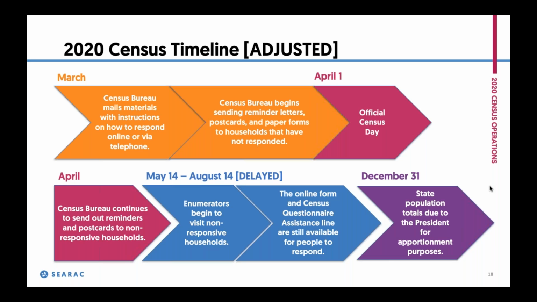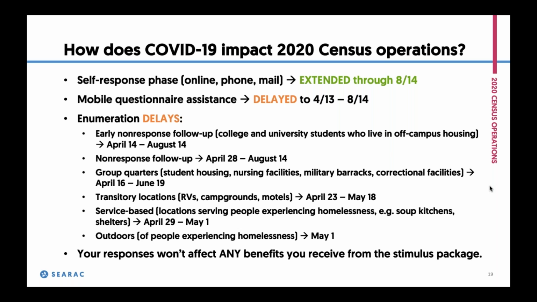What hasn't changed is the mailing that's happening throughout this month and official census day, which is April 1st, so this coming Wednesday. And what also hasn't changed so far is the December 31st, 2020 date, which is when those population totals are due to the president. And in a little bit more detail on the next slide, you'll see where those changes really are.